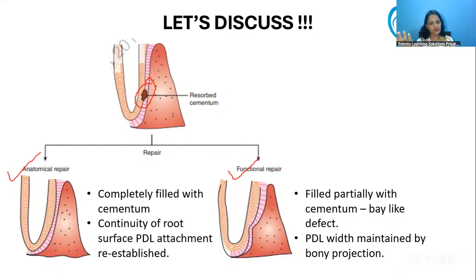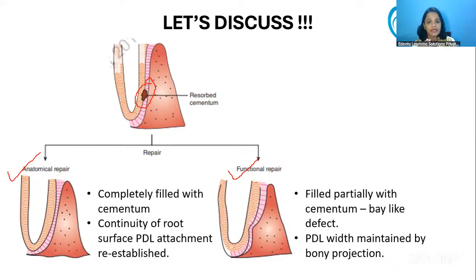Then there is another form of repair, called functional repair. In functional repair, the whole resorbed area is not repaired. We can see that some resorption has happened here. The new cementum is not getting deposited in the resorbed area, just like in anatomical repair. Only a few structures are getting repaired.